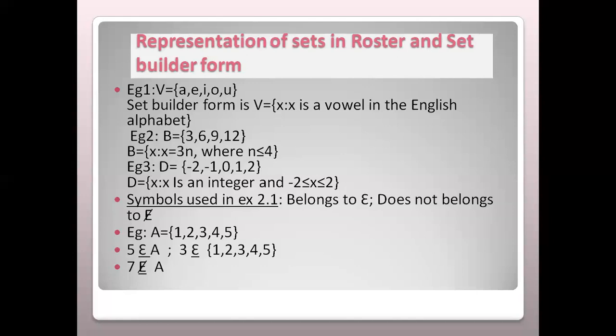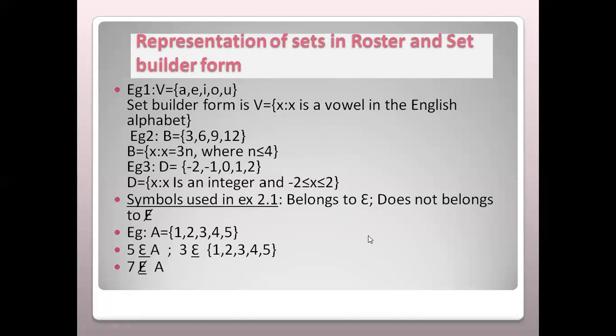B is equal to, again, what are 3, 6, 9, 12? We will assume some variable x such that x is of what type? These are all multiples of 3. That is why x is equal to 3n. Here n is representing 1, 2, 3, 4, etc.